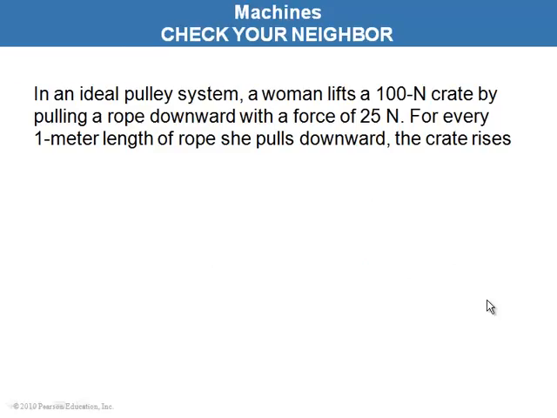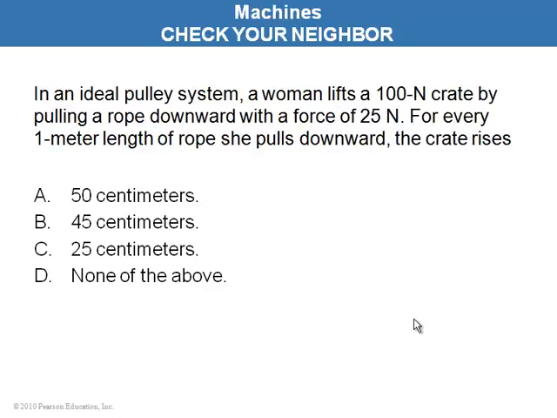Okay, so let's take a look at this problem. This is just a pulley system. It could be any kind of pulley system. In an ideal pulley system, a woman lifts a 100 newton crate by pulling a rope downward with a force of 25 newtons. For every 1 meter length of rope she pulls downward, how does the crate rise?